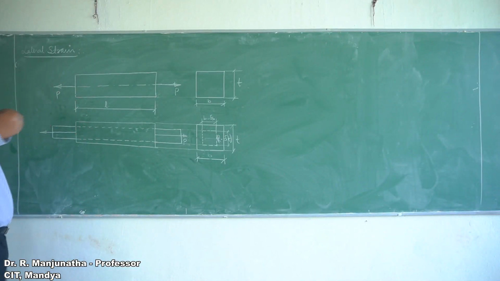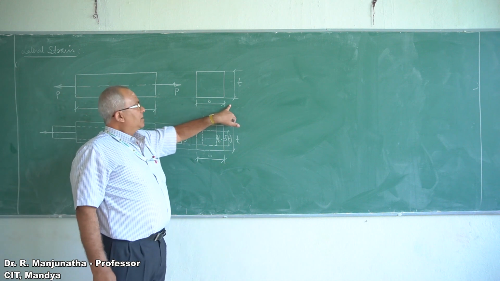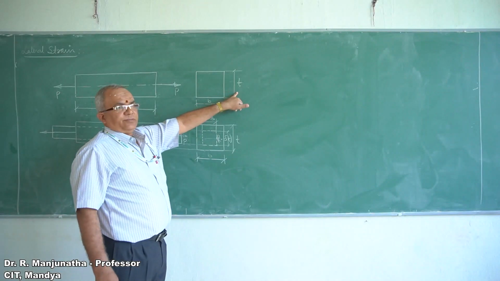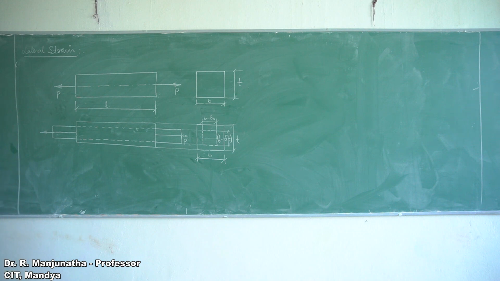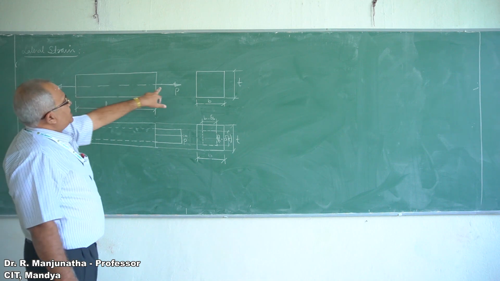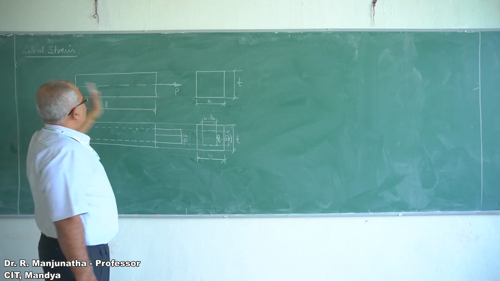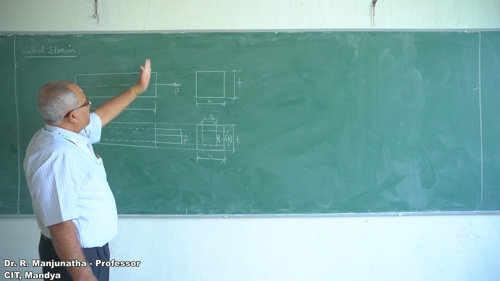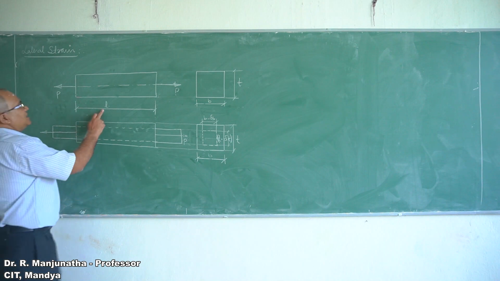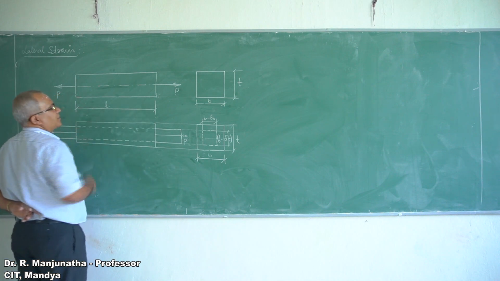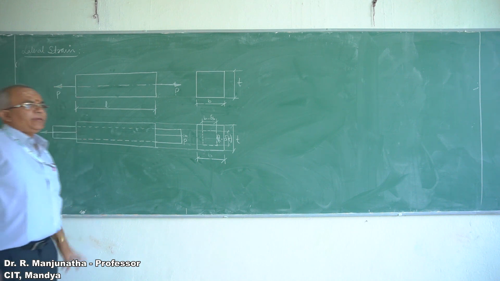So he says, say here, a body having a rectangular cross section, having the width and the thickness, and having the length L, and is subjected to a tensile load which is acting along the direction of the axis, perpendicular to the cross section. When it is applied, the body will have the length L. Due to the application of the tensile load, naturally the body is going to get deformed.